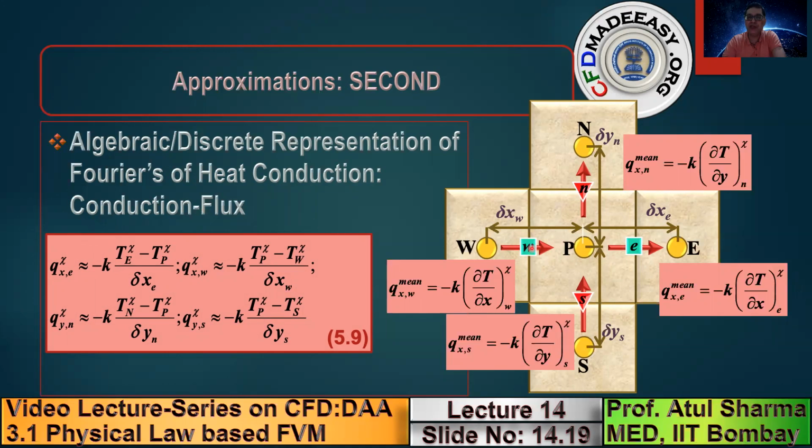Similarly, for the west surface, it will be T P minus T W divided by the distance of P minus W. For north, it will be T N minus T P, which is shown here. For south, it will be T P minus T S, which is shown here. So this second approximation is an algebraic representation of the Fourier law of heat conduction.